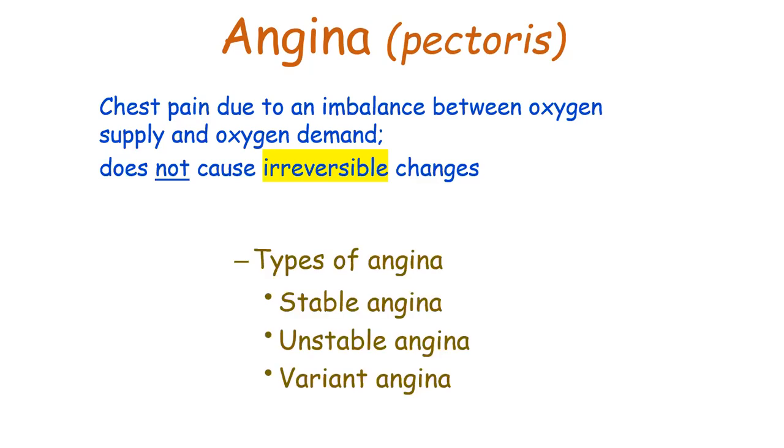These are just 3 different types of angina. There's stable angina, unstable, and variant. And then there's actually about 12 different varieties within these. Y'all don't need to worry about that.